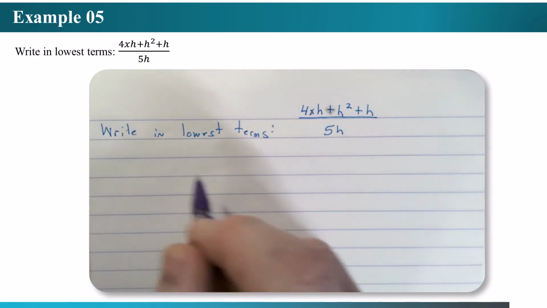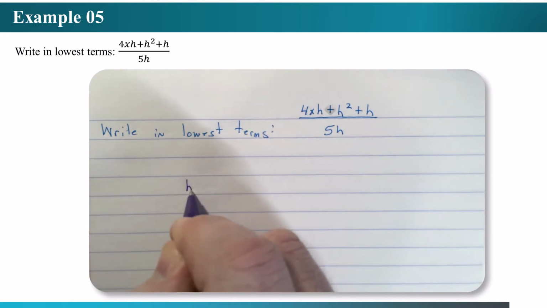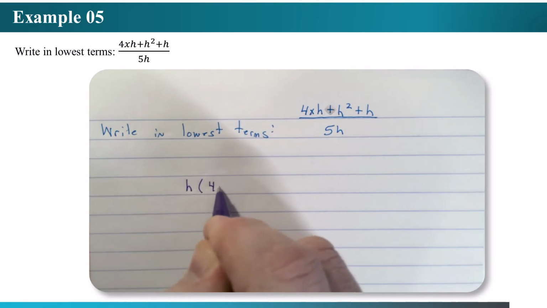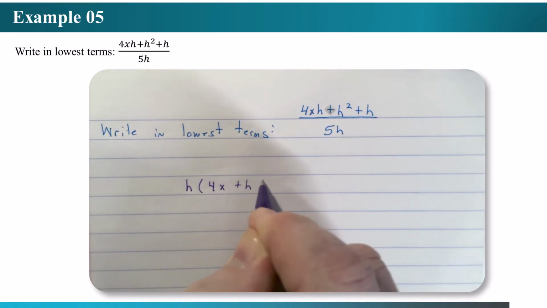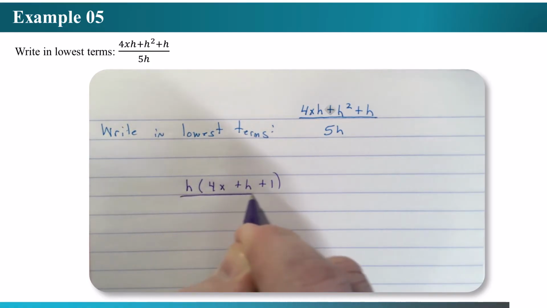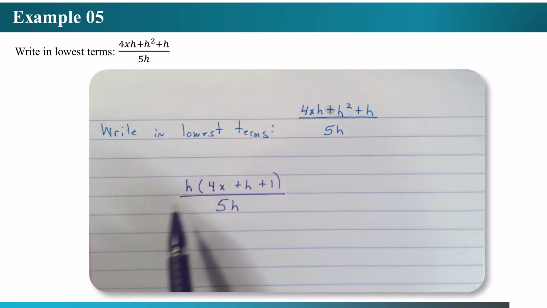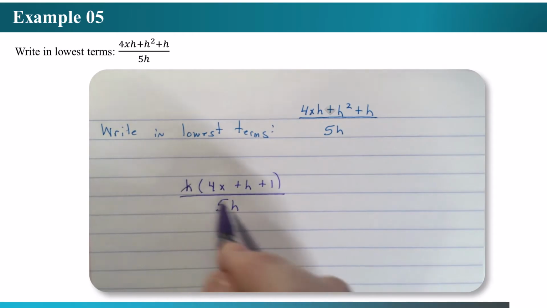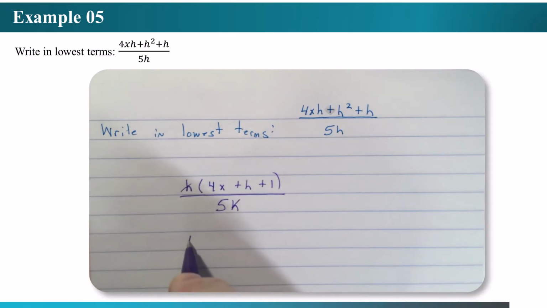So if we factor out an h in the top first, and write this as h times (4x plus h plus 1), and put that over 5h, now these h's can cancel out. And what we end up with is 4x plus h plus 1 in the numerator, and 5 in the denominator.